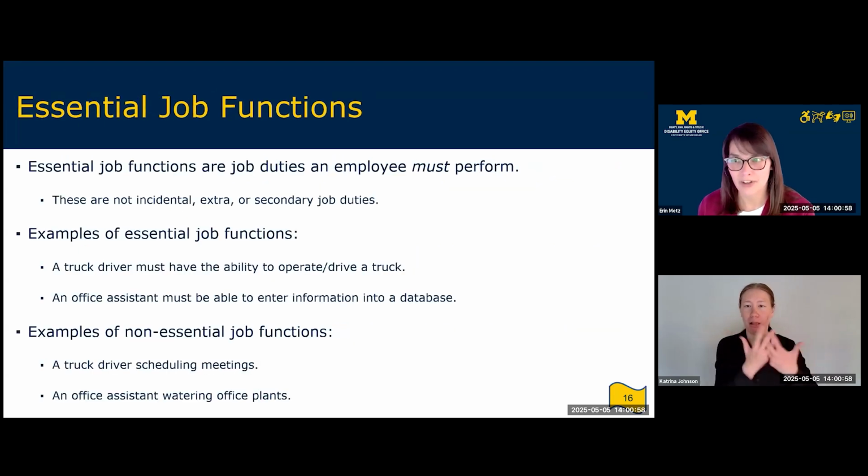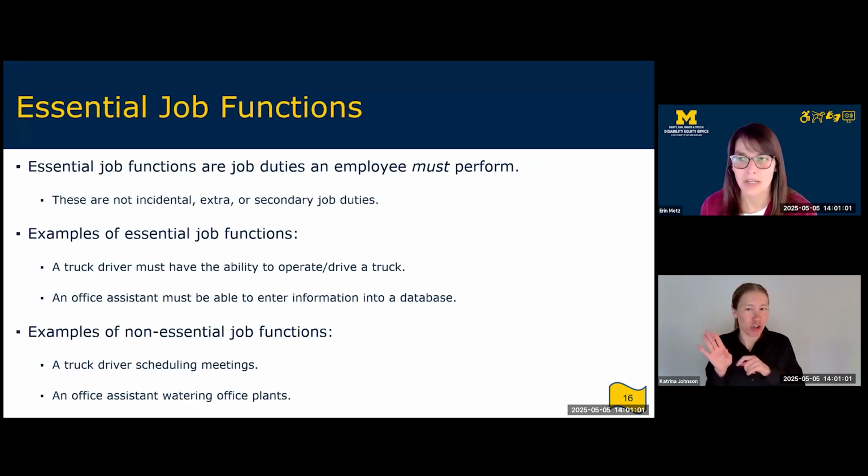We use this as an opportunity to explore and consider accommodation options. I've mentioned essential job functions a few times now, but let's take a moment and really consider what an essential job function is. It's a duty that an employee must perform as part of their job.